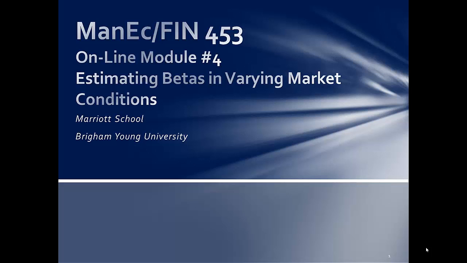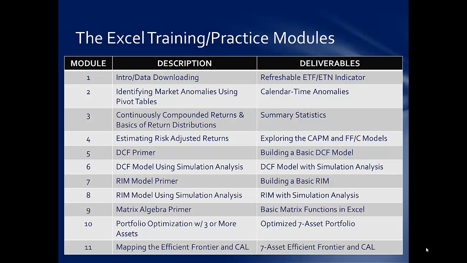Today we're going to be discussing how to estimate betas in varying market conditions. Before we dive into the content of the module, let's again find ourselves in the map. You can see that right here we are on the fourth module, estimating risk-adjusted returns and exploring CAPM and Fama-French-Carhart models. We're going to be spending most of our time today on the capital asset pricing model. In particular, we'll be estimating betas in different market conditions.